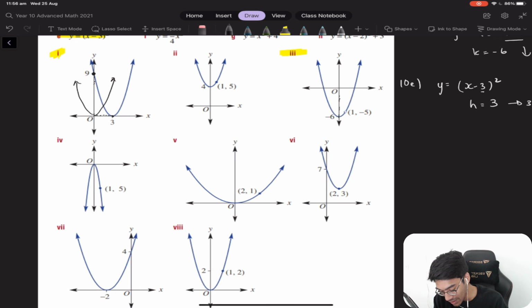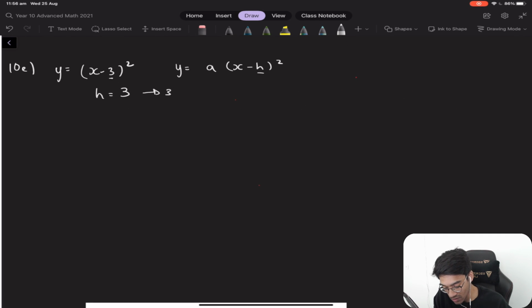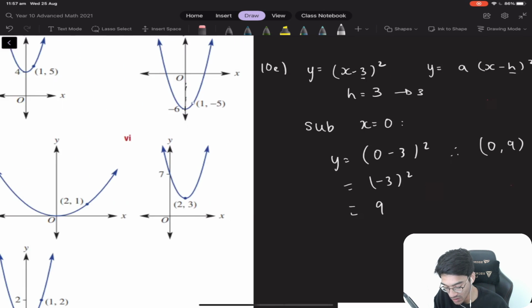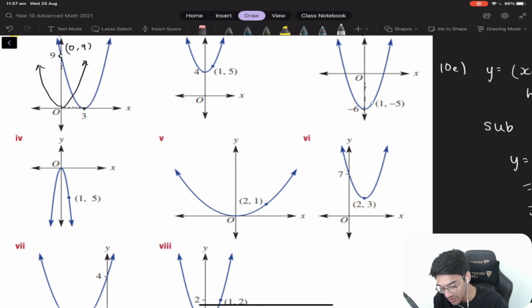This tells me that when x is equal to 0, y is equal to 9. So what I can do again is substitute my values in. So sub x is equal to 0. I'd get y is equal to 0 minus 3 squared, which equals negative 3 squared, which equals 9. Therefore, when x is equal to 0, y is equal to 9. And that's exactly what this graph shows me here, and that's why we just double check that.